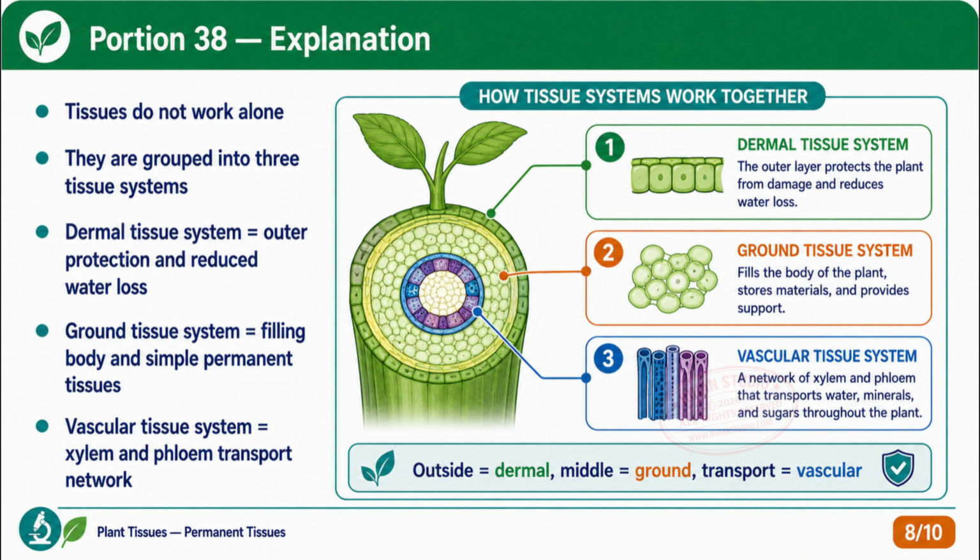Explanation. Tissues don't work alone. They are grouped into 3 tissue systems. The dermal tissue system is the outer covering, protects and reduces water loss. The ground tissue system is the main filling body, parenchyma, collenchyma, sclerenchyma. The vascular tissue system is the transport network, xylem and phloem.